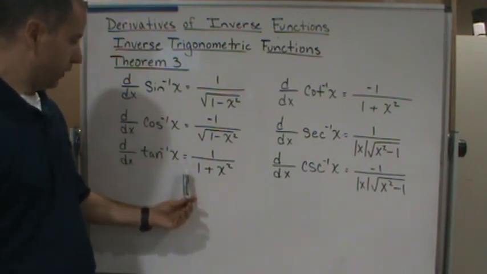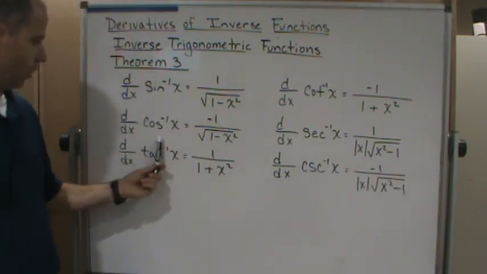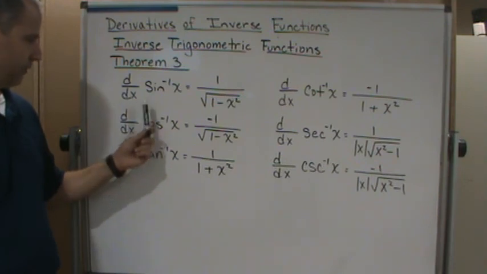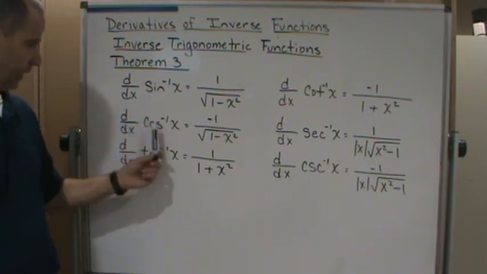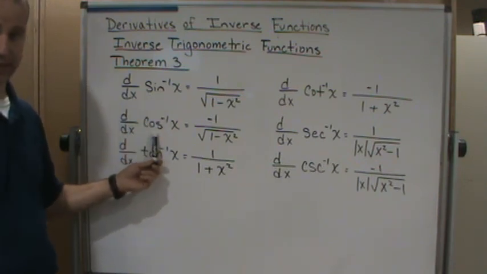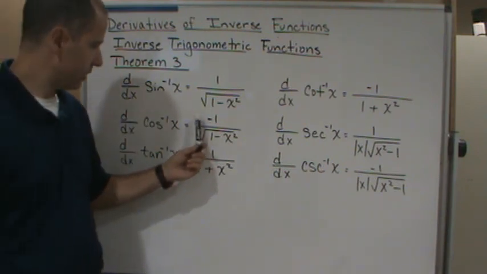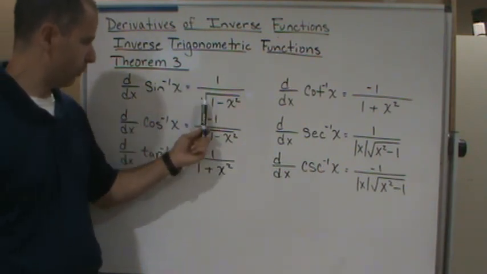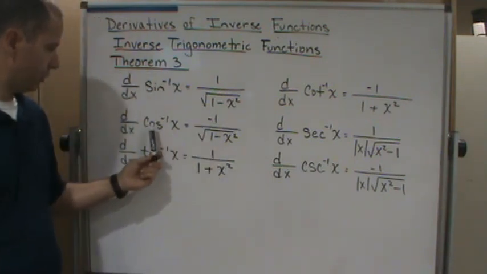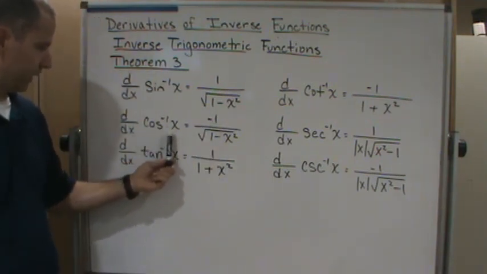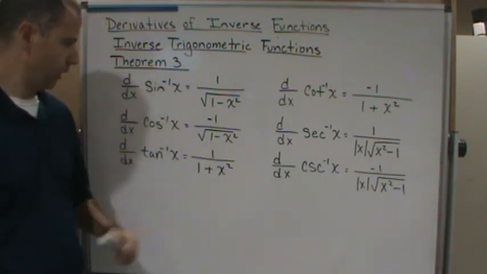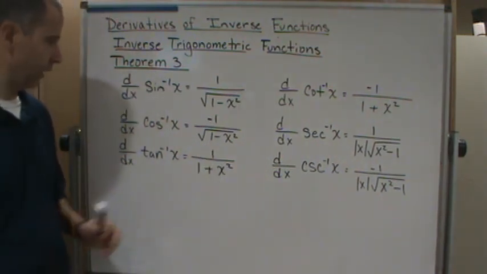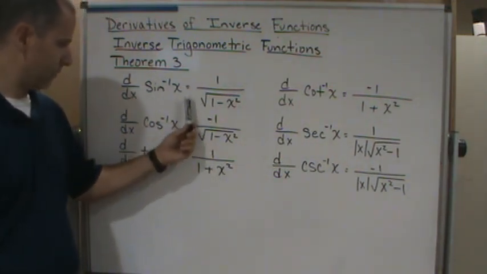you can show the same, because once you show sine, cosine is done analogously, because the derivative of cosine is negative sine. So instead of the derivative of sine inverse of x being 1 over the square root of 1 minus x squared, for cosine inverse of x you get negative 1 over the square root of 1 minus x squared. So notice that they're the same but with different signs.